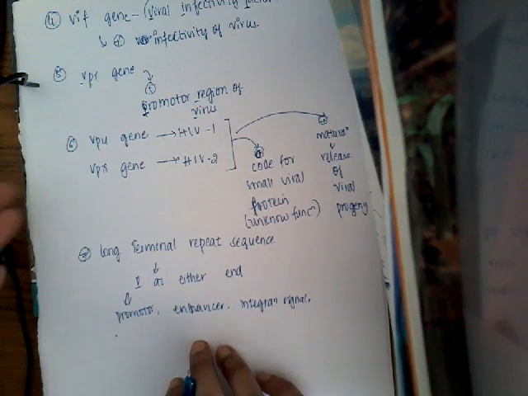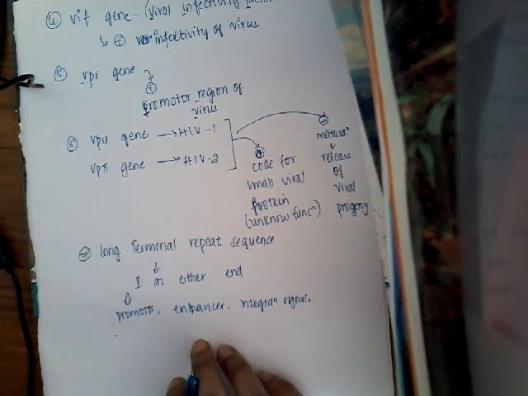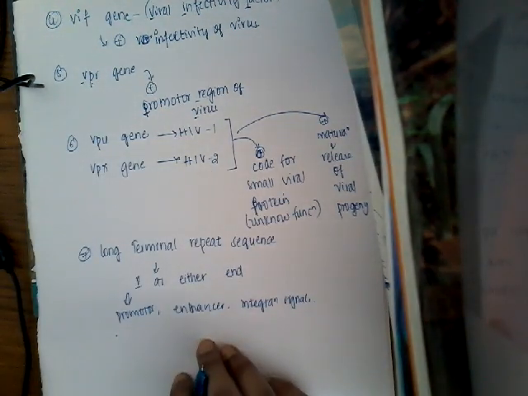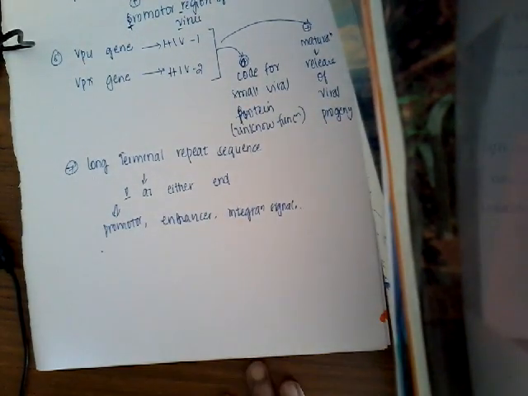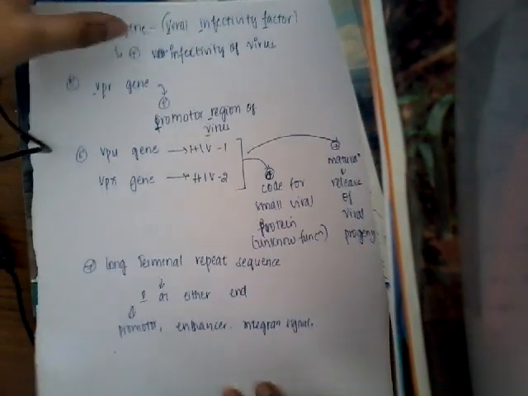Vpu and Vpx you'll have to remember, because they are the genes of unknown function. They produce some proteins which have unknown function. Then there are the long terminal repeat sequences. So you'll have to remember these. The only way that I remember is through the words.